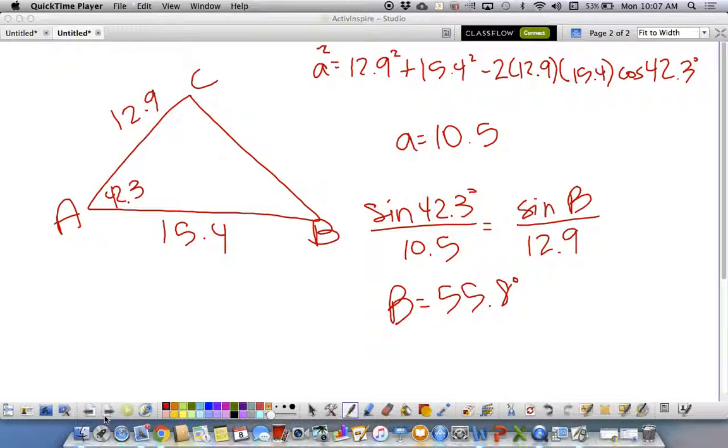What did you get for C? 81.9. 81.9. What did you get? 114. How? I don't know.